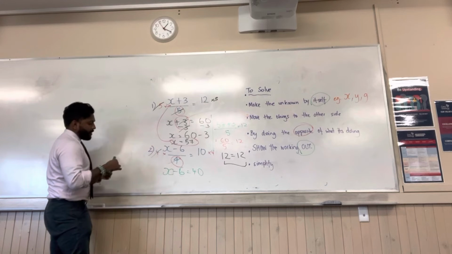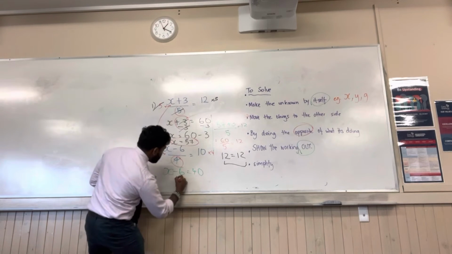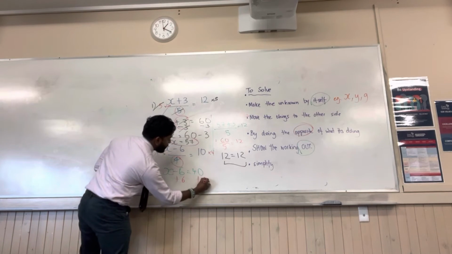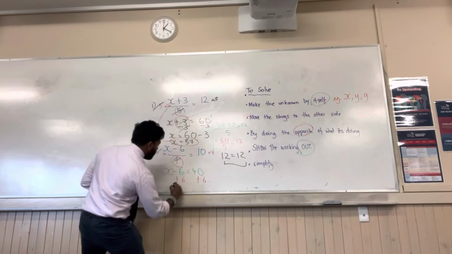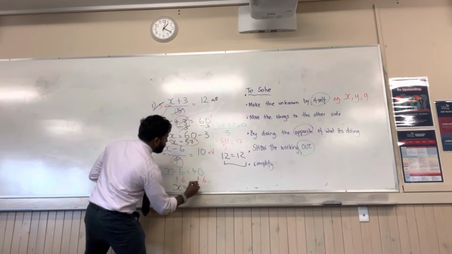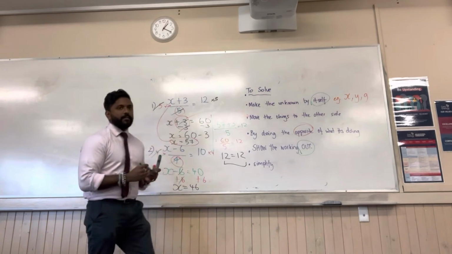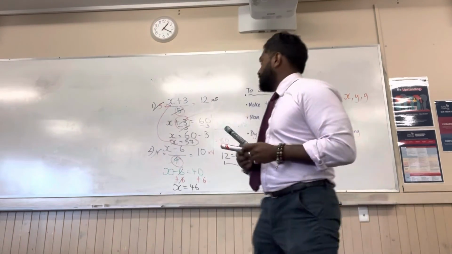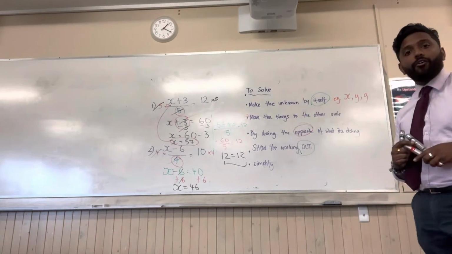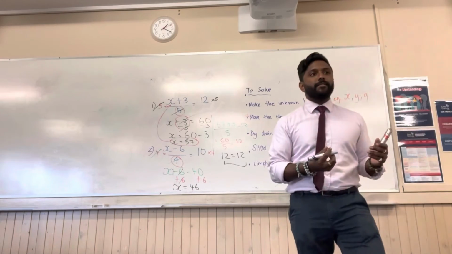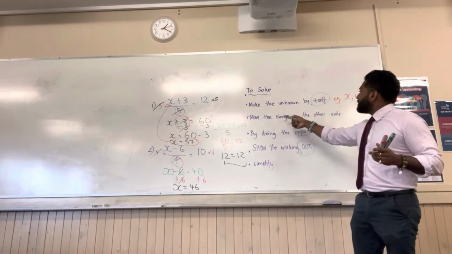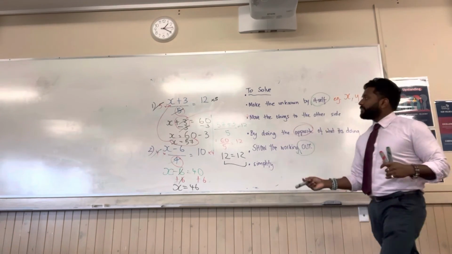How do you find out what x is? What's the opposite of minus 6? Plus 6, plus 6. What are you left with? x is equal to 46. Okay? That's how you're going to do it. Those are the rules. You make the unknown by itself. That's the whole purpose of this. Yeah? The second thing is moving things to the other side. That's kind of what we've done here.